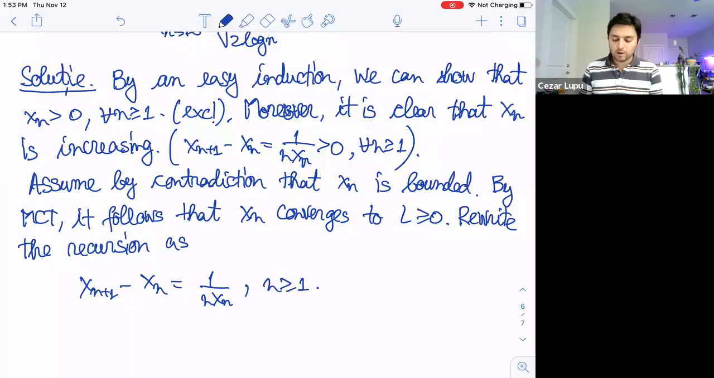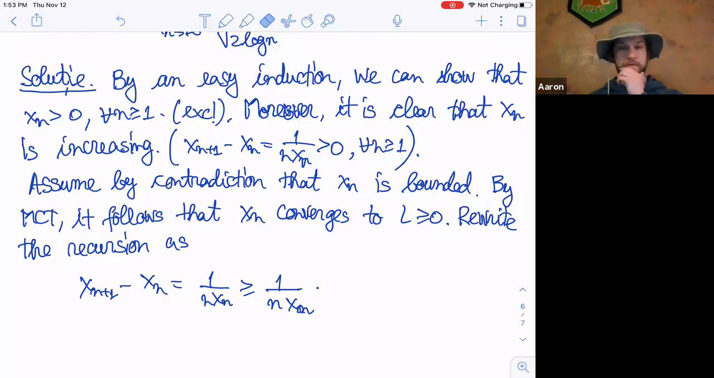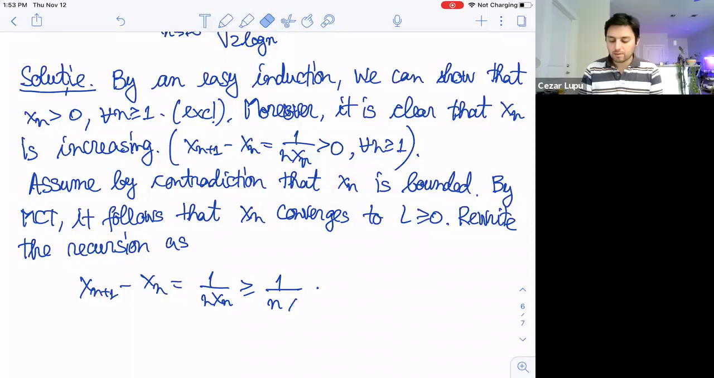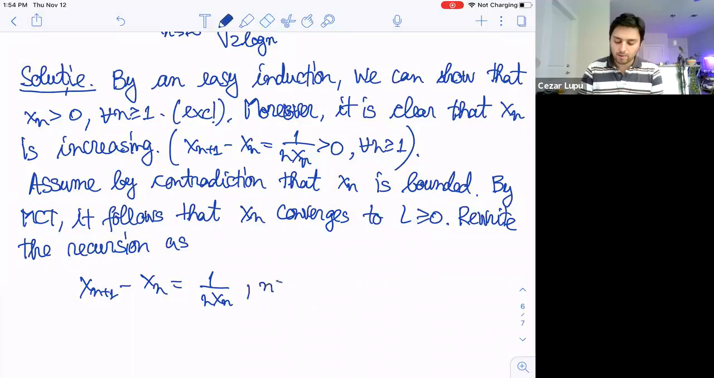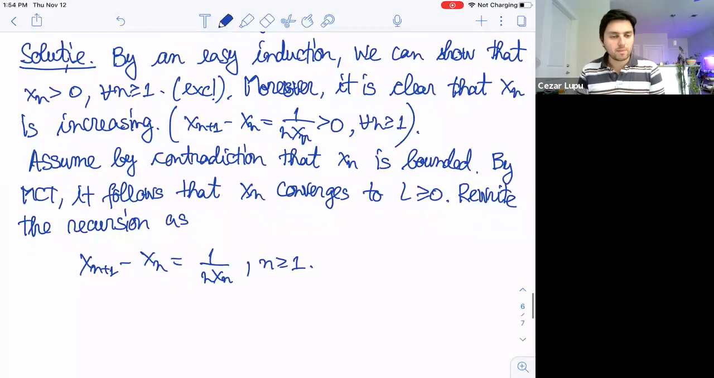But I know that this is increasing, so it will be greater or equal than what? Then 1 over n x1. xn, sorry, right? Would be xn minus 1. In fact, let me just write it in this way, for n greater or equal than 1. And now we're going to sum up everything.